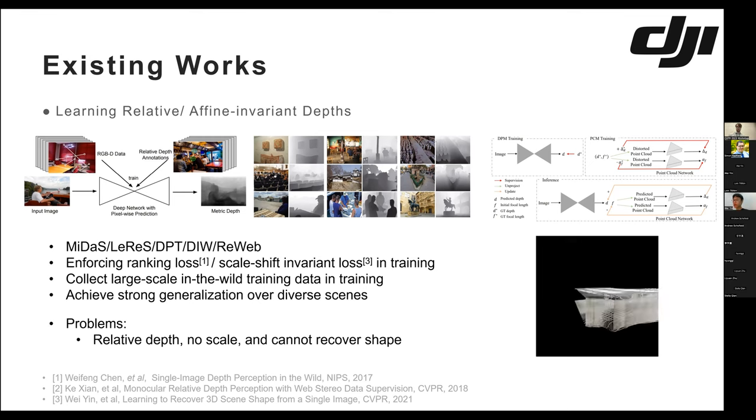Even with the affine invariant depths, if they want to recover the accurate shape, they have to use some ground truth depths or other metric information for the recovery. For example, such as the methods in the red part, and they can do high quality shape recovery.